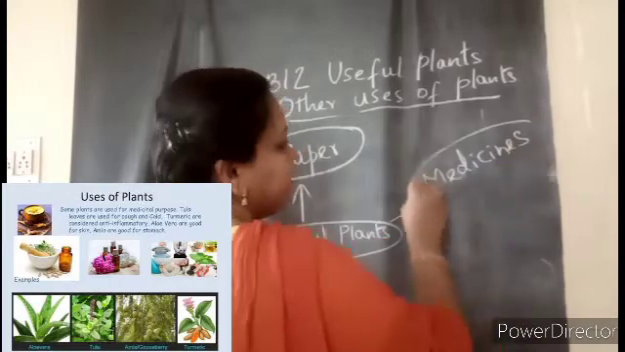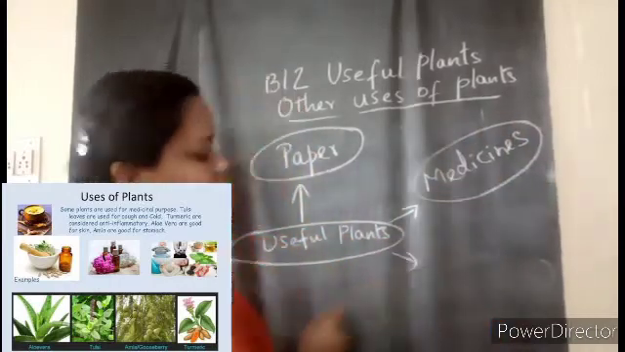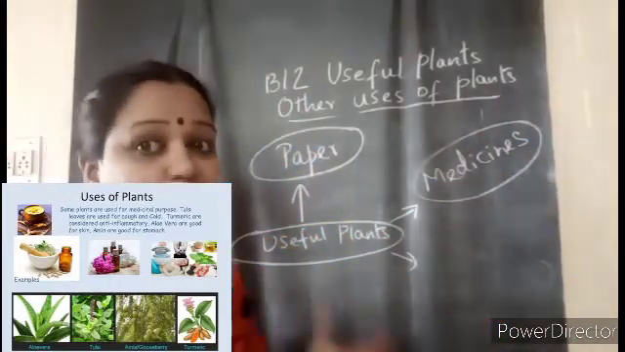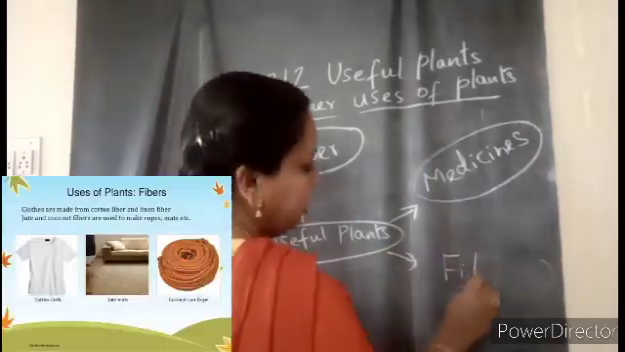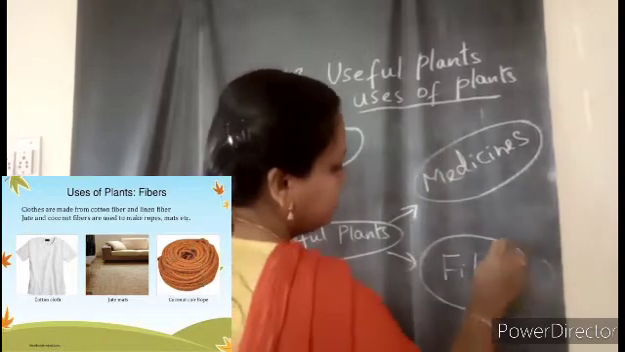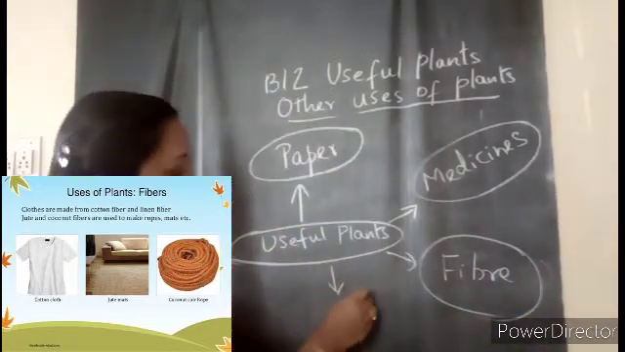Even turmeric has a very good medicinal value. Pudina, which is mint, has medicinal value. Aloe vera has medicinal value. Then plants give us fiber, that is for clothes. Cotton fiber, jute fiber, from that we can make the clothes.